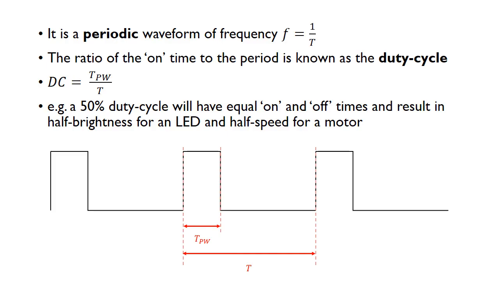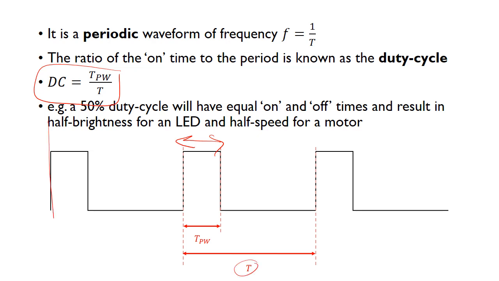So just looking at a PWM waveform. This is a periodic waveform of frequency f. We can also specify it in terms of a period. Frequency is the reciprocal of the period. And then the ratio of the on time to the period is known as the duty cycle. So the duty cycle is given by the pulse width, obviously this bit here, divided by the whole period.